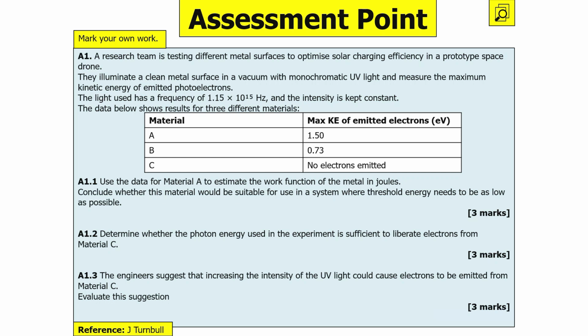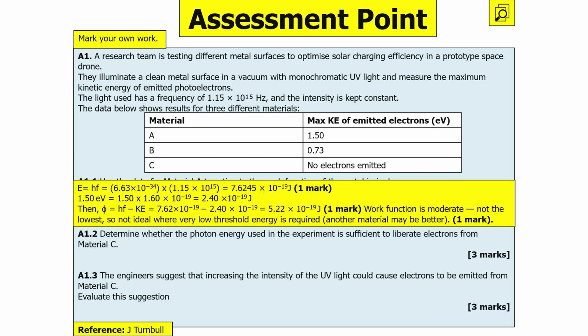Right, in our first one, we know that E equals hf. So we pop in our values, we see it's 7.6245 times 10 to the minus 19 joules. We know 1.5 eV is 2.4 times 10 to the minus 19 joules. Therefore, we know the work function is hf minus KE. So it's going to be 7.62 times 10 to the minus 19 minus 2.4 times 10 to the minus 19, which is 5.22 times 10 to the minus 19 joules.